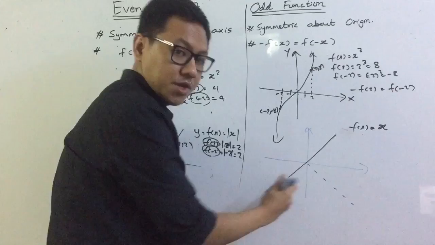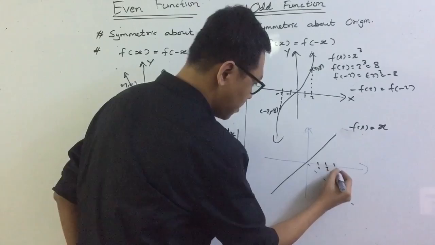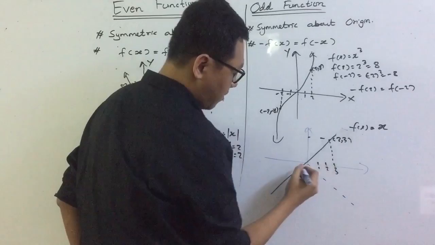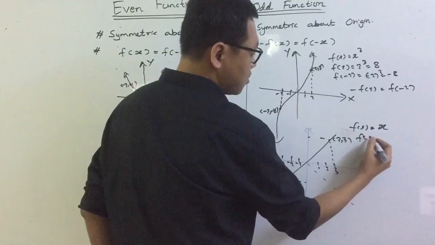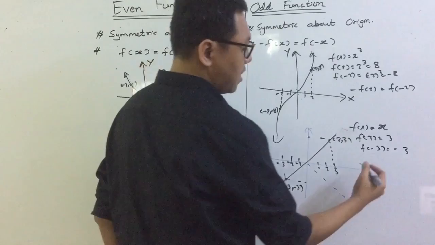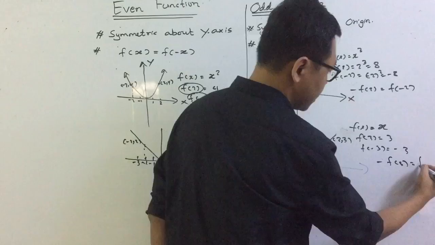Let's do 1, 2, 3. It will be 3, right? Yeah, 3, 3. How about -3? -1, -2, -3. So here it will still be -3, so you will get -3 here. So f(3) is equal to 3. f(-3) is equal to -3. Which means -f(3), which will be -3, right? So -f(3) is the same as f(-3). So it applies to this formula.